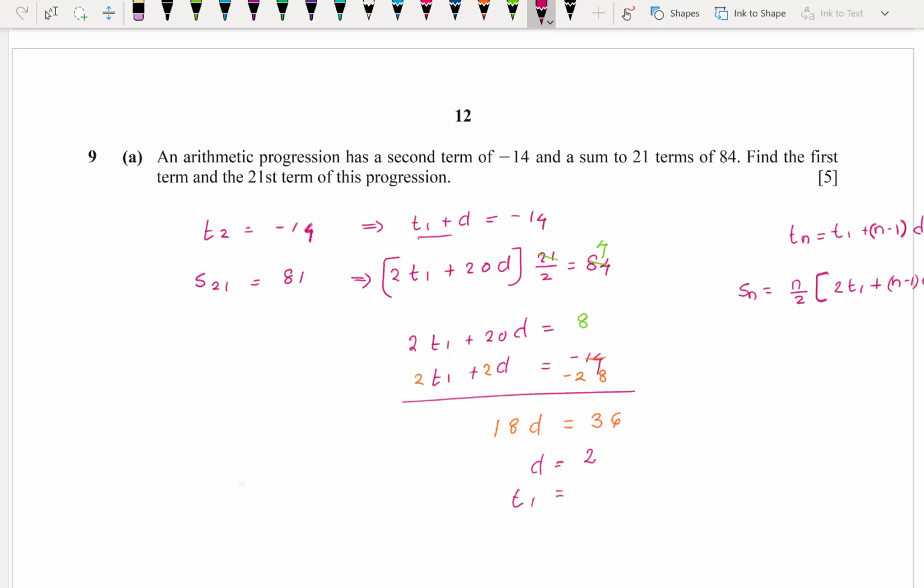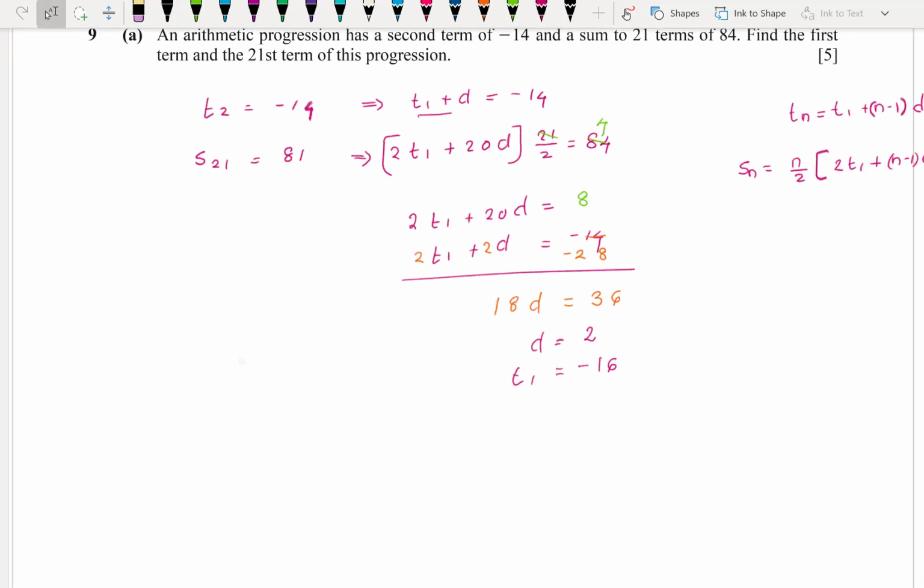Minus 16. Yes, that's correct. Minus 16. So we are done with this. And the question is not over yet. Find the first term and the 21st term. So we have calculated the first term. We need to calculate T21.